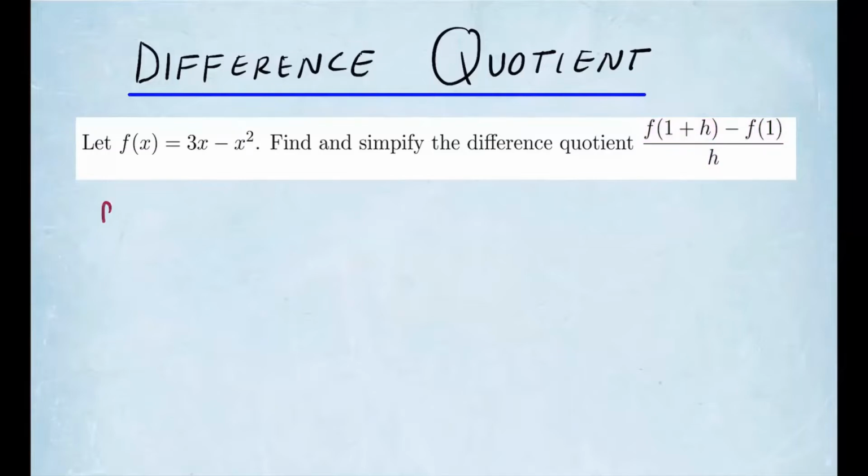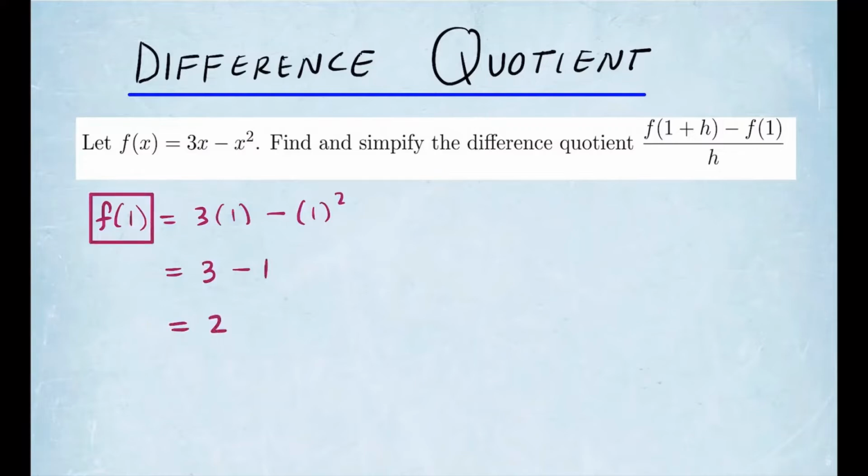So f of 1 just simply means you're going to plug in this input into the x in the function. So here's x in the function. I'm going to insert 1 into the function. So you will have 3 times 1 minus 1 squared. That would give you 3, because 3 times 1, and the 1 squared, that's 1. This is equal to 2. So f of 1, we're going to be replacing that with 2.